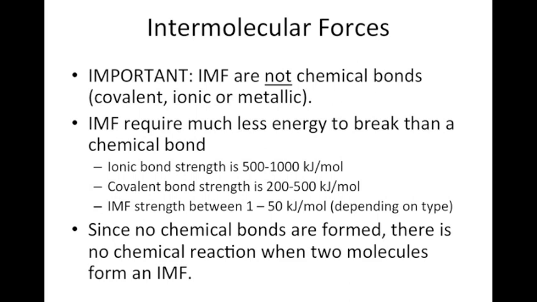You can see here that the strength of an ionic bond is about 500 to 1,000 kilojoules per mole. So that's about how much energy it takes to break an average ionic bond. A covalent bond is also very strong. It takes about 200 to 500 kilojoules of energy to break a covalent bond. You can see that an intermolecular force only takes about 1 to 50 kilojoules of energy to break one of those, depending on the type that we'll discuss later. So these intermolecular forces are much weaker, and again, they are not chemical bonds.